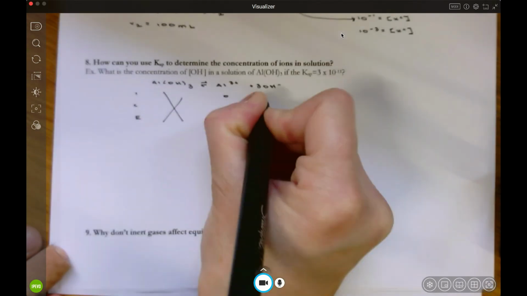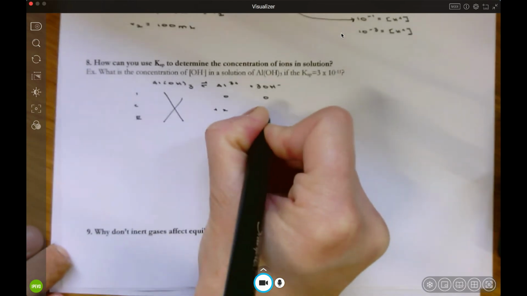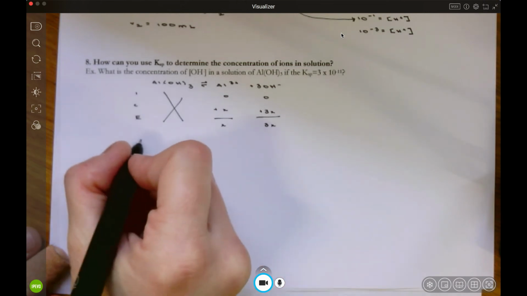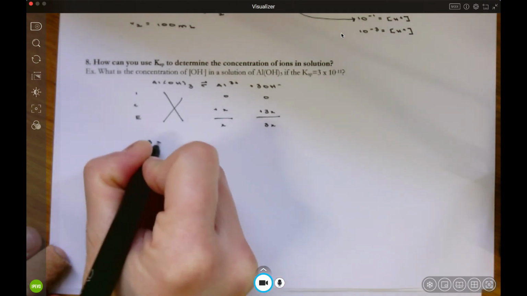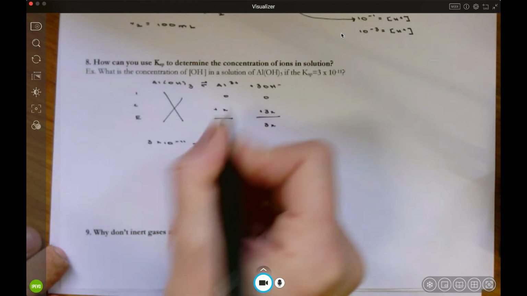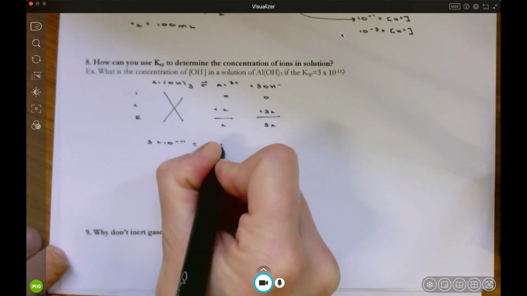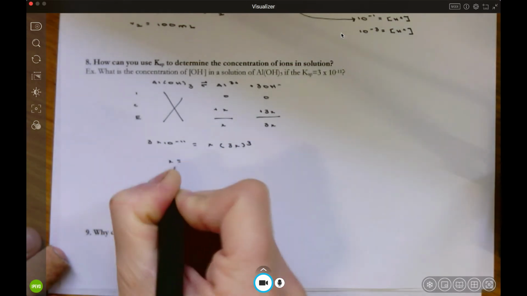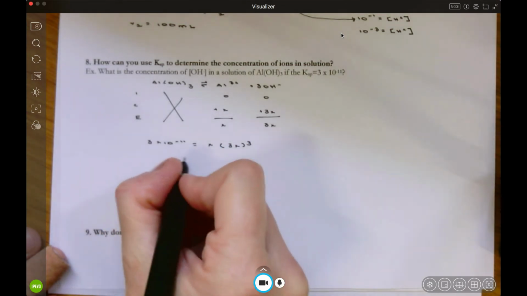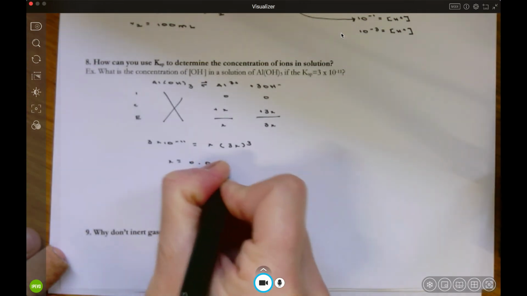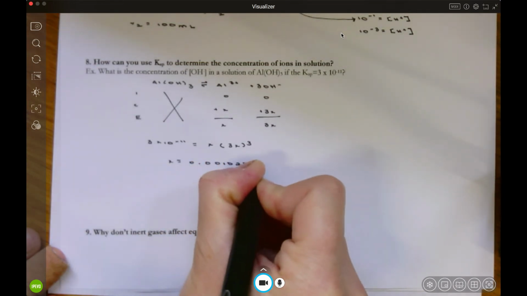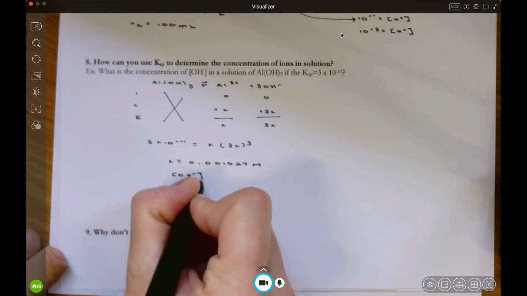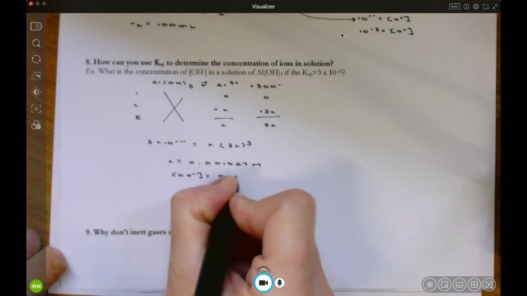If I'm in equilibrium, I'm going to write my Ksp expression. So my Ksp in this problem is 3 times 10 to the negative 11. Then it's going to be x times 3x, but I have to cube it. And so when I solve for this, the x value that I get is 0.001027 molar. And so my concentration of OH minus would therefore just be 3 times that.